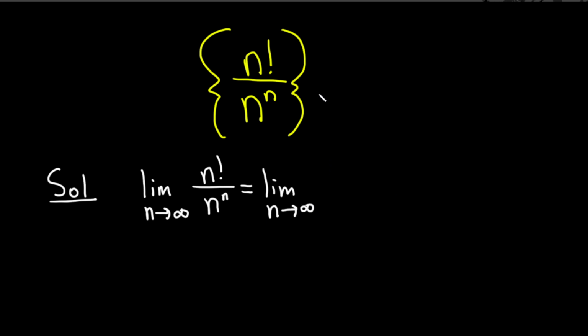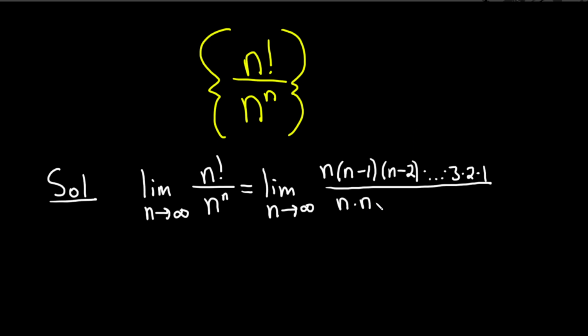And let's think about what n factorial is. N factorial is n times n minus 1 times n minus 2 times dot dot dot times 3, 2, 1. And then n to the n, well, it's just n times n times n times n, so it'll be n times n times dot dot dot times n times n times n. So you can clearly see that the expression on the bottom, n to the n, is growing much faster than n factorial because there's an n everywhere, and in n factorial, there's only an n up here in the first term. So this limit is going to be 0.